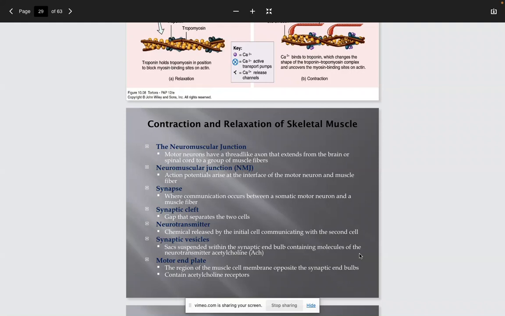The neurotransmitter, this is important. Chemicals released by the initial cell communicate with the second cell. So the somatic motor neuron is going to release a neurotransmitter, which is then going to go to the muscle fiber or the motor end plate. This is the region of the muscle cell membrane opposite of the synaptic end bulbs. The motor end plate contains acetylcholine receptors.